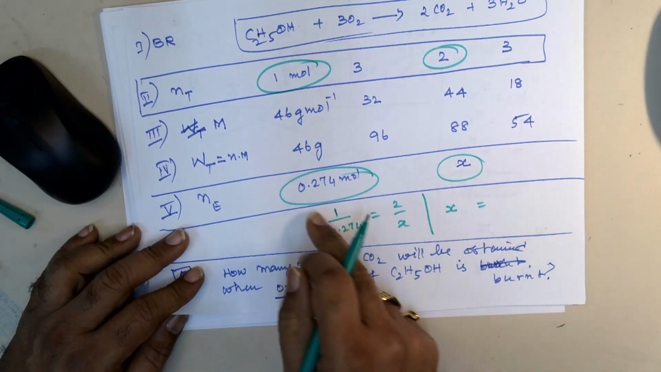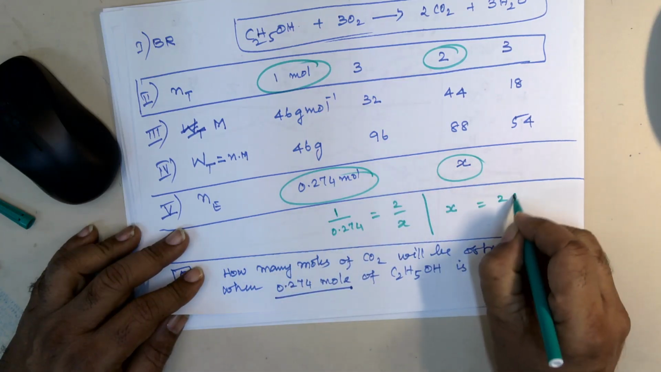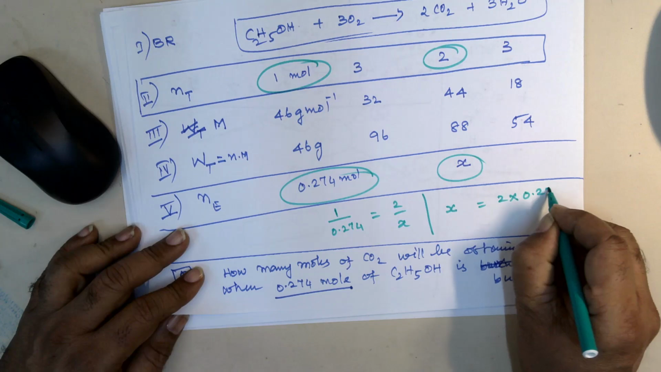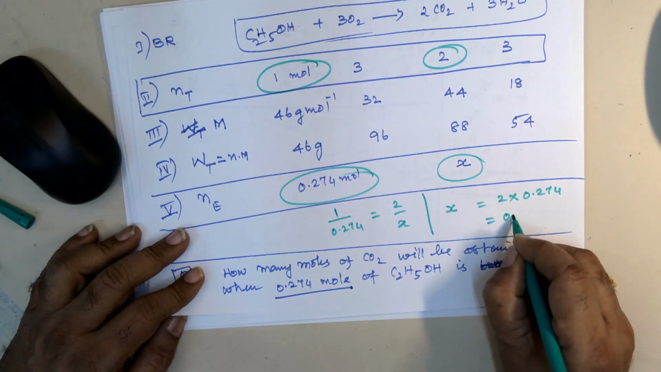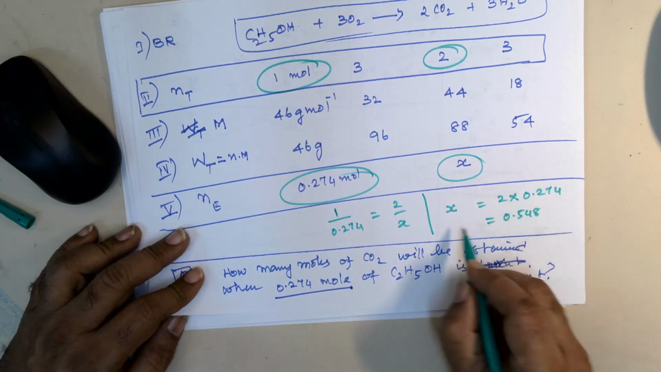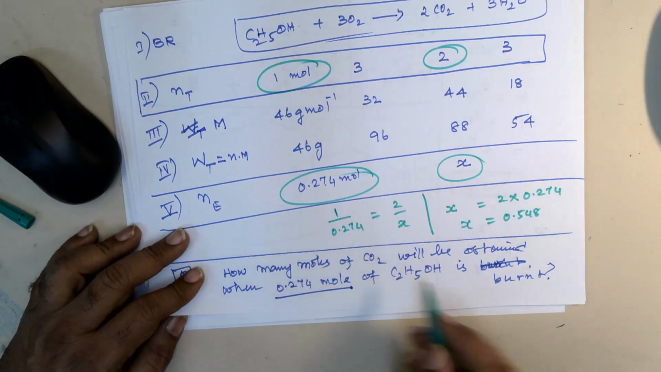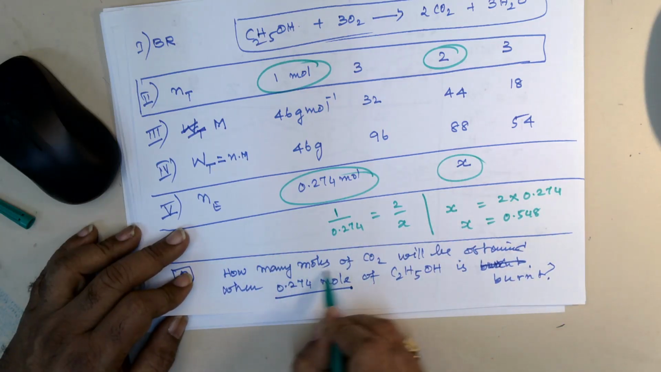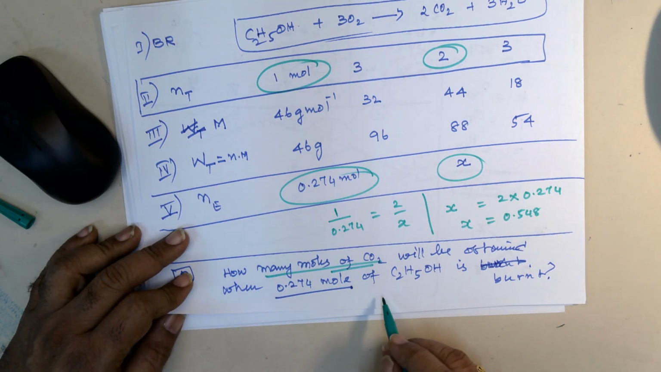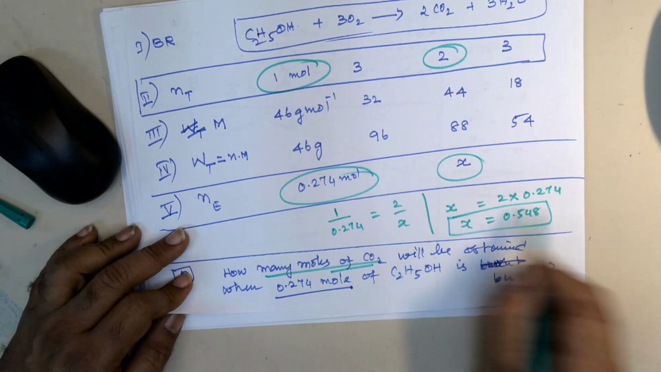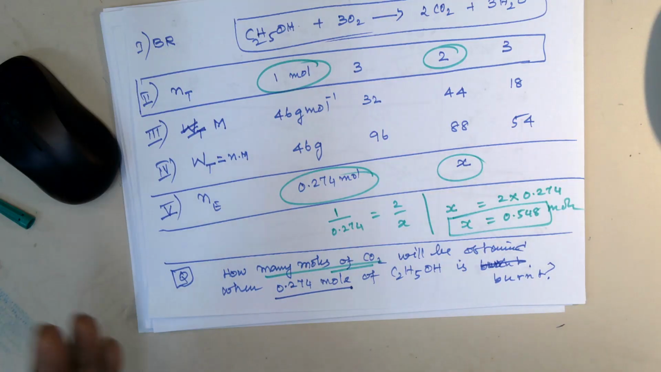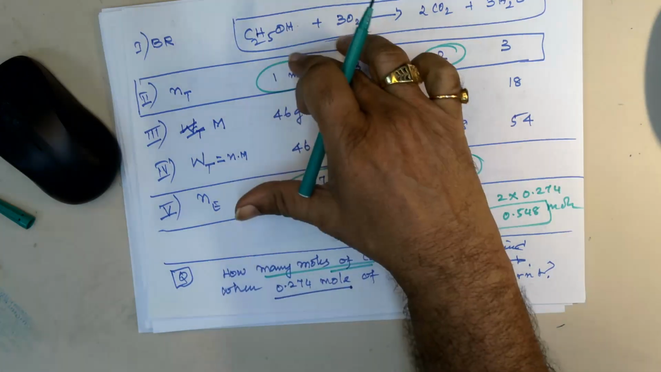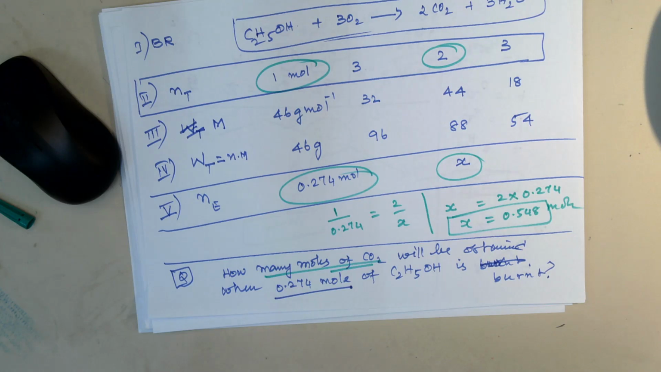So X is equal to what? X can be brought here, and this is 2 into 0.274. Now what is the value? 0.548. That's all. So 0.548 number of moles. This is the value asked. That is, the number of moles of carbon dioxide released is 0.548 mole. Okay. So this is called mole-mole relation. Are you able to follow?